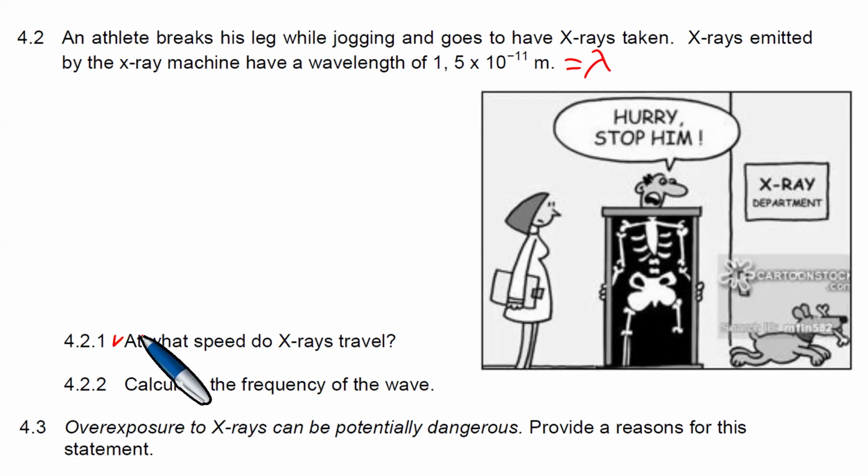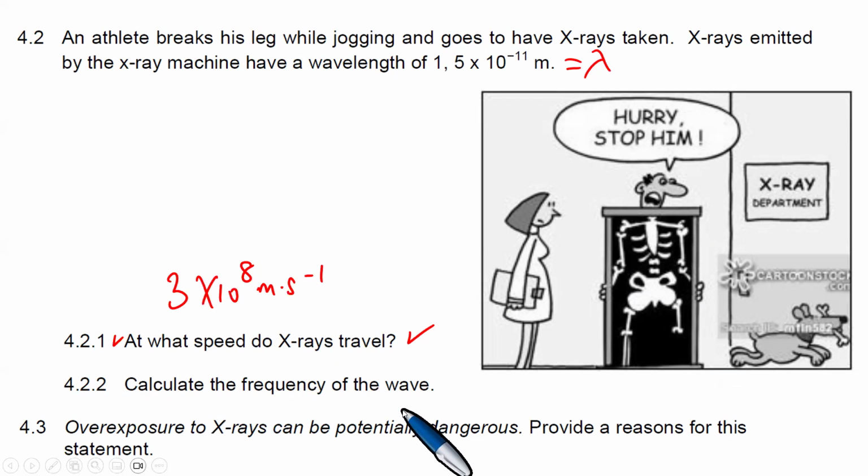4.2.1. So X-rays travel at the speed of light in vacuum, which is 3 times 10 to the 8th power meters per second. At what speed do X-rays travel? 3 times 10 to the 8th power meters per second. Calculate the frequency of the wave.